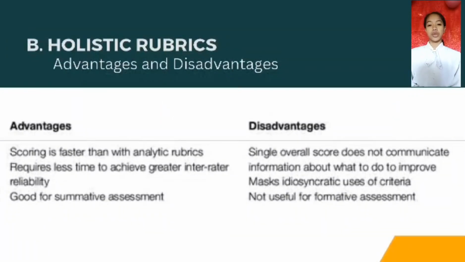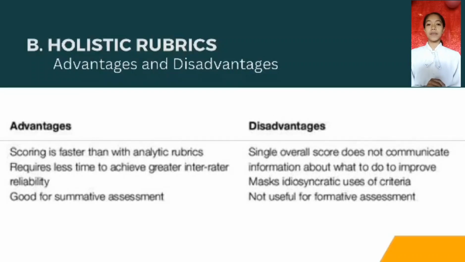So let's go to the advantages and disadvantages of holistic rubrics. First, the advantage of holistic rubrics: scoring is faster than with analytic rubrics. Number 2, it requires less time to achieve greater reliability. Holistic rubrics save time as they minimize the number of decisions raters make. So that is why holistic rubrics tend to be used when a quick judgment needs to be made.